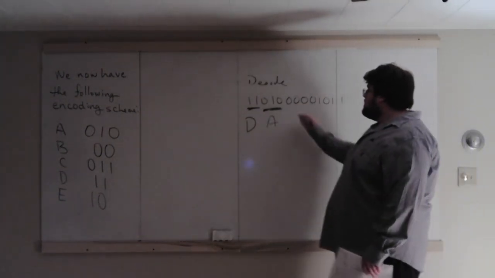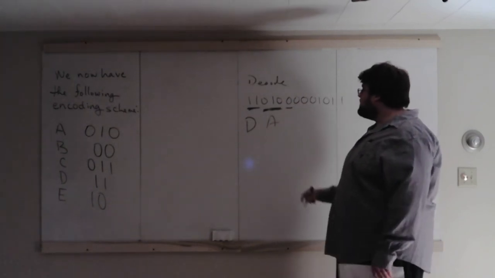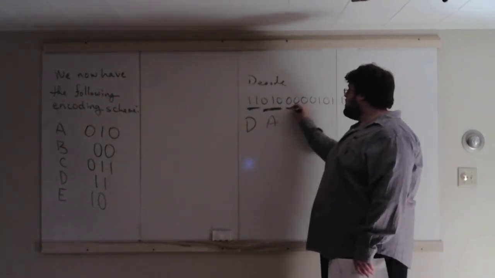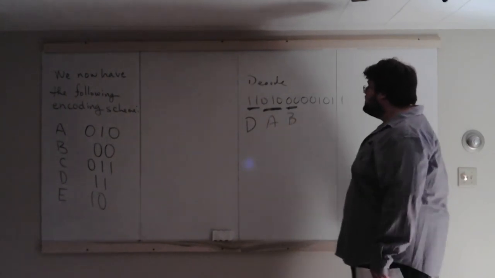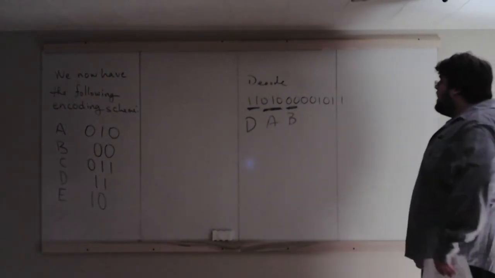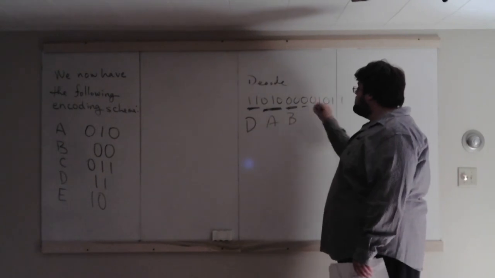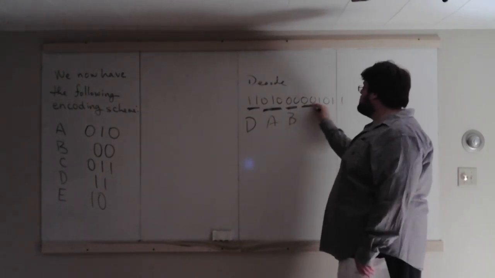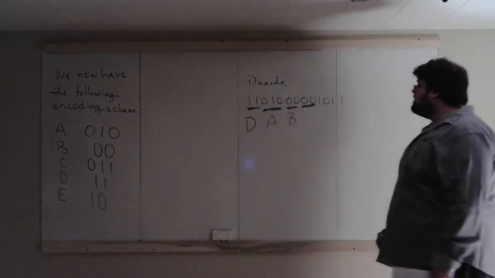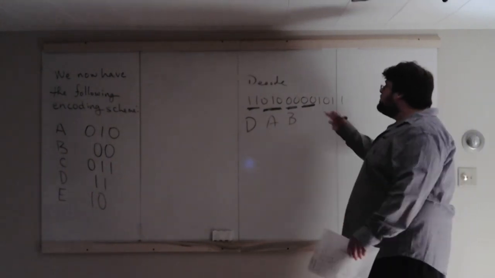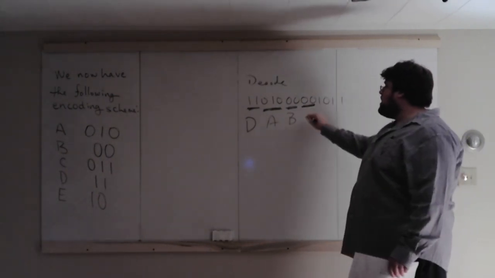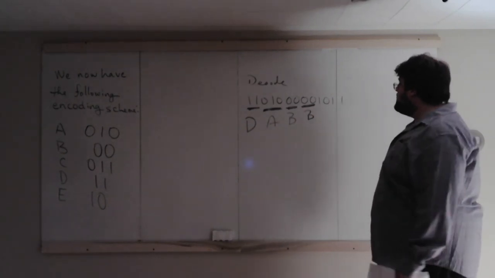Okay? 0. 0 is not there. 0, 0, however, is there. 0, 0 is B. Well, next we have 0, which isn't there, but then 0, 0 is there. It's another B. That's a B.